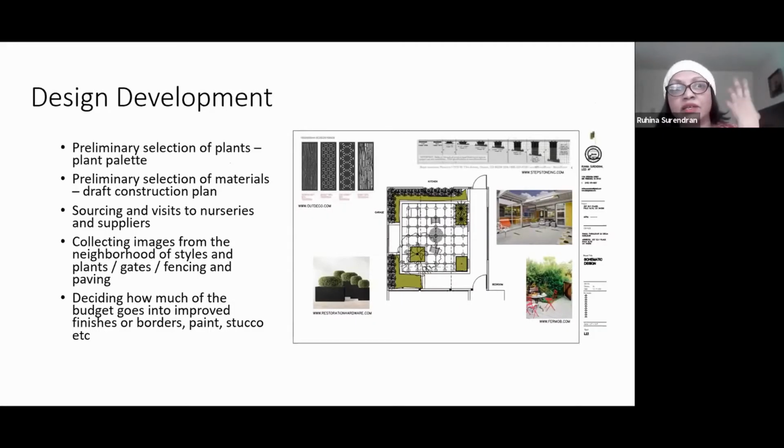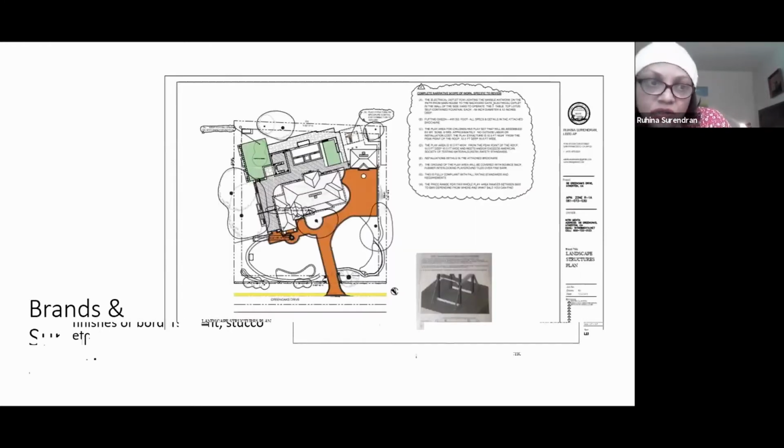Design development is more specific, where we get into selecting product, what type of plants, we get into the plant palette, and also a draft construction plan is put together. So at this point, I ask the owners to visit nurseries or suppliers so they can see what the materials are that they want to select, and also collect images from the neighborhood of specific details that they like for styles, for gates, fencing. We visit suppliers together sometimes to pick paint and what type of pavers need to be picked. On some projects, the owner already has decided.